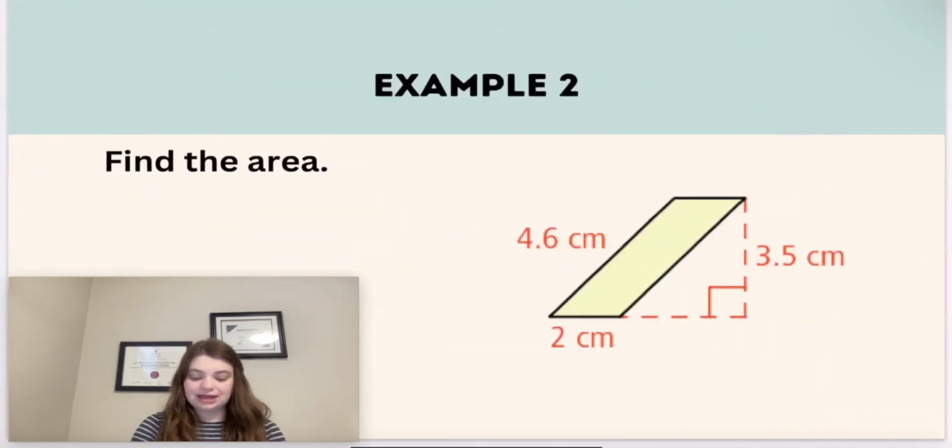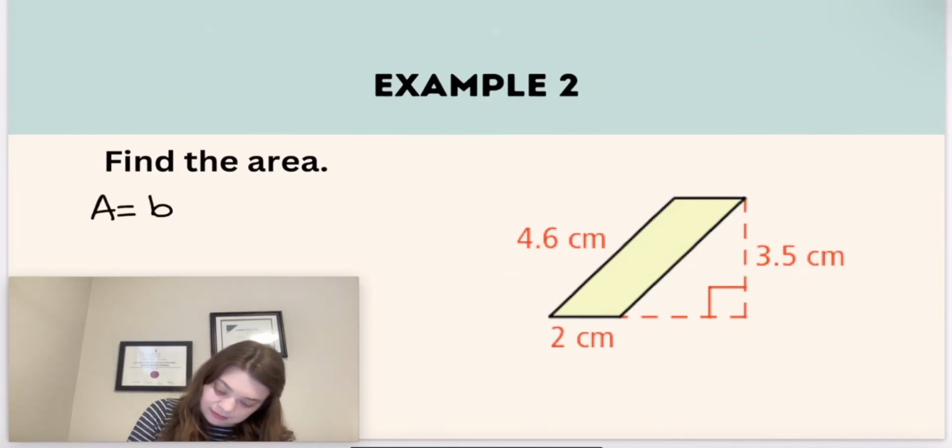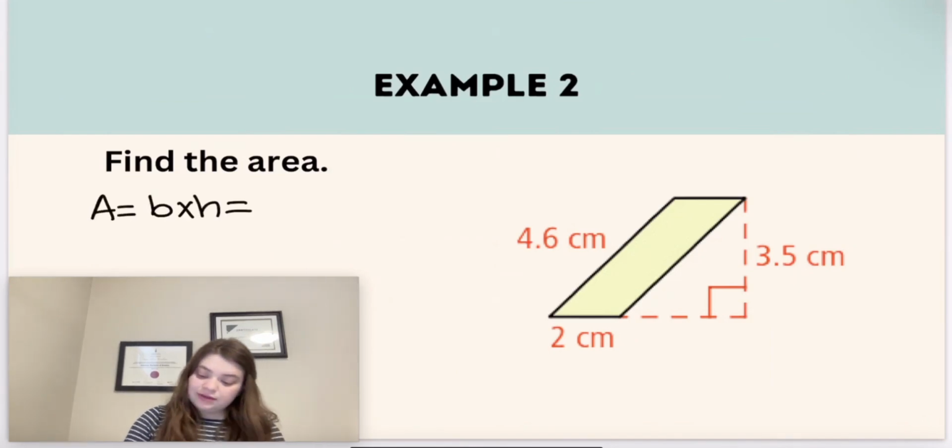Let's do a second example. Here they would like us to find the area of this parallelogram as well. So once again, area is equal to base times height. Now, in this particular situation, the right angle is over here, so it's actually not in the parallelogram, but that is okay. That is okay. This is still our height, right here, this 3.5 number.